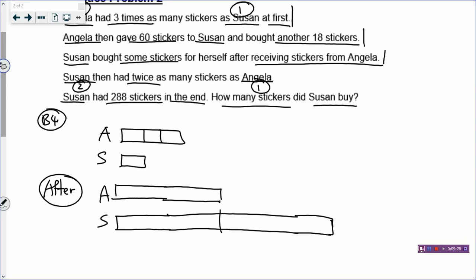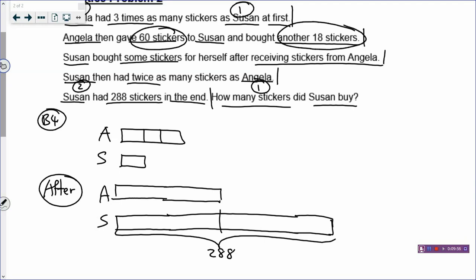All right, so where are we now? We are until here. And then Susan had 288 in the end. So this is your 288, and you can see something already. But don't solve yet. Fill up everything. How many stickers did Susan buy? We can't put the question mark, so we don't put it. Okay, so we are done. Now it seems that a lot of numbers are missing, right? For example, we can't put the 60 stickers into the model, and we can't put the 18 stickers into the model. So we can't put these two numbers inside. So you have to connect these two numbers to the model later.